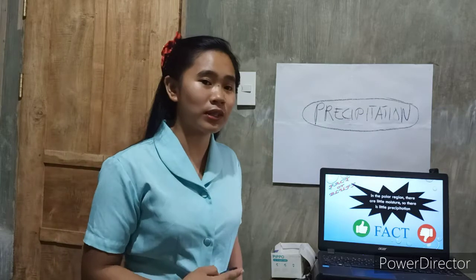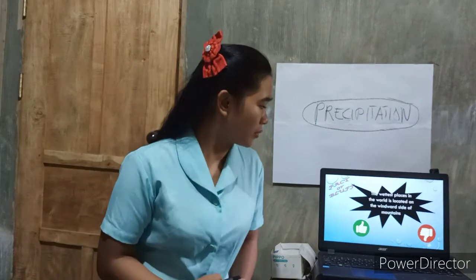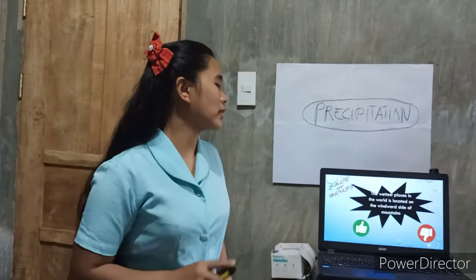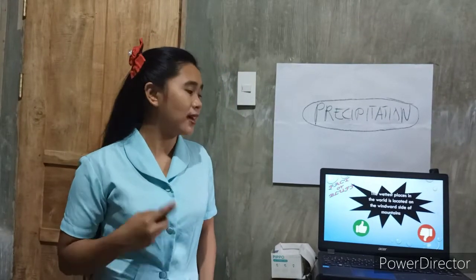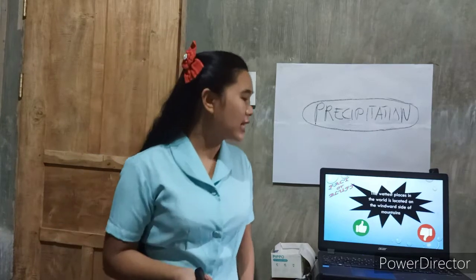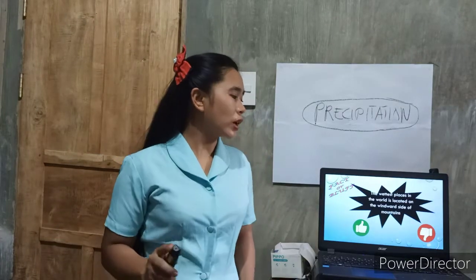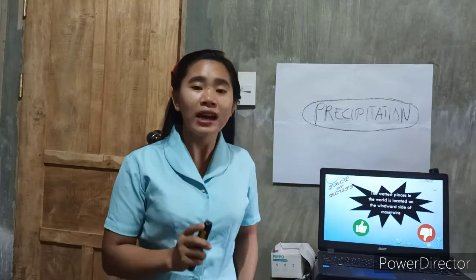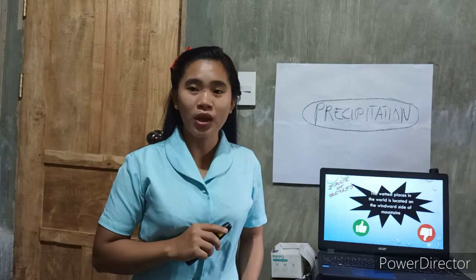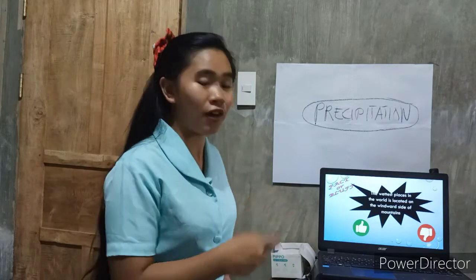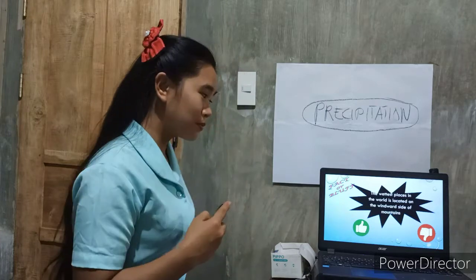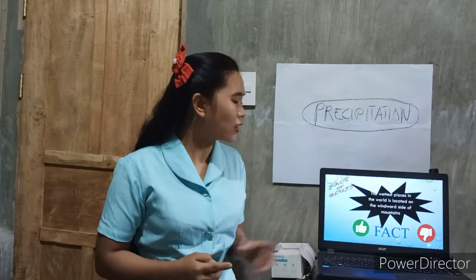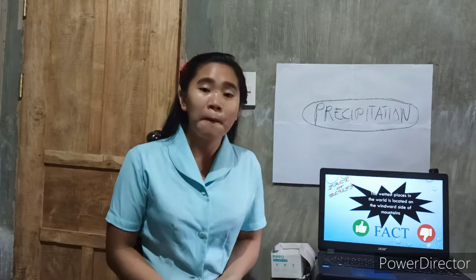Next, this is actually the last one. The wettest place in the world is located on the windward side of mountains. I repeat, the wettest place in the world is located on the windward side of mountains. Is it a fact or a bluff? Let us see if your answers are correct. So it is a fact. The wettest places are located on the windward side of mountains.